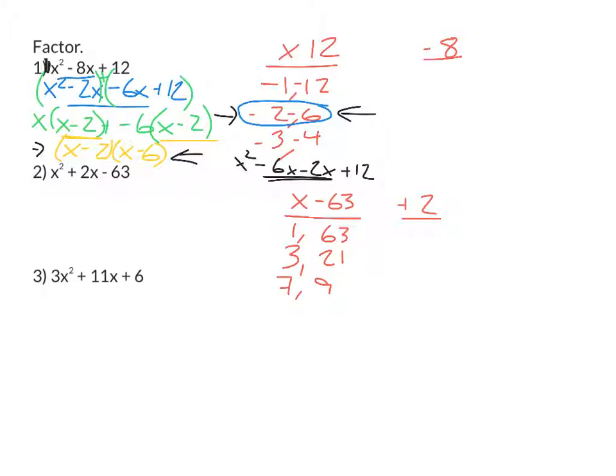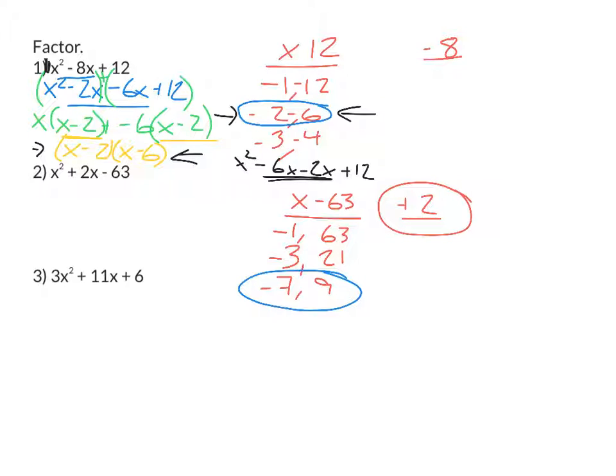So just those three options, but remember they have to multiply to a negative 63, so one of these must be negative. Well, to result in a positive 2, my bigger number must be positive, so it must be a negative 1, a negative 3, or a negative 7. And in this case, it's the negative 7 and positive 9 that would work here.